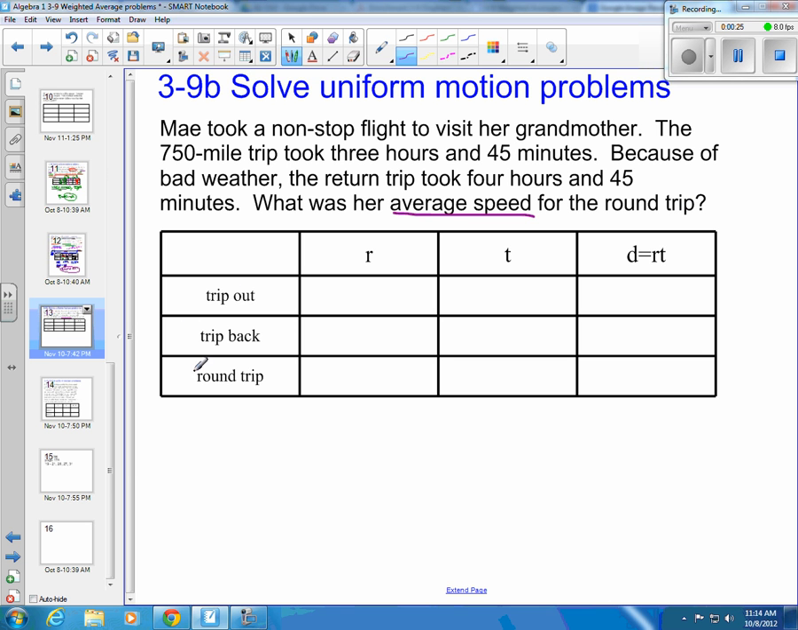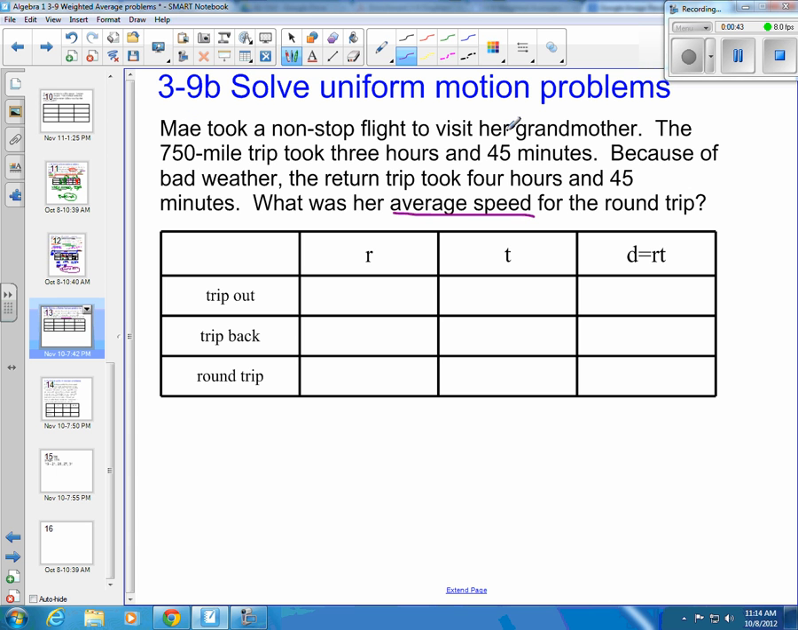Notice this time I used 3 of them. I used a trip out, a trip back, and a round trip. I actually don't set these up normally the way I did in the first problem. That was the book's way to set it up. Let me show you how I actually solve these problems. It might be a little bit easier for you to see the process. So let me go through this step by step.